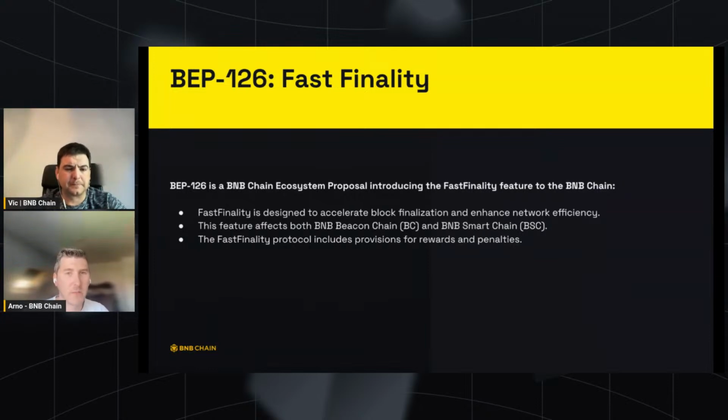Exactly. That's the target. This protocol update is really about speeding up the transaction confirmation process, improving the speed at which blocks become irreversible in the state of the BSC chain. Okay, sounds like a very interesting update.